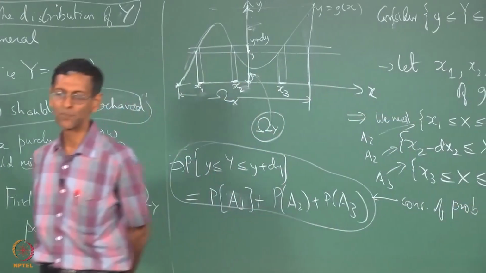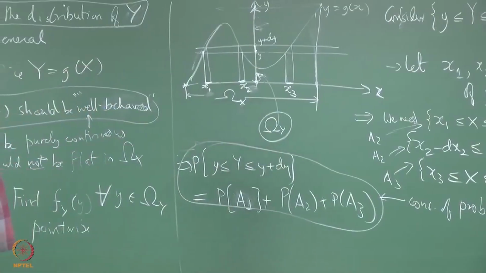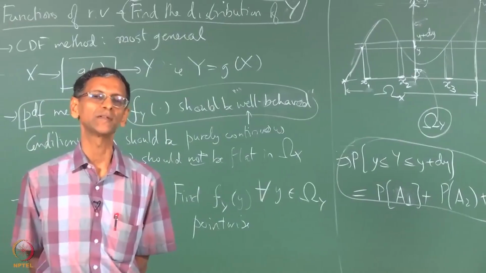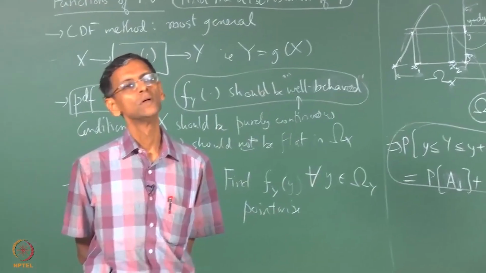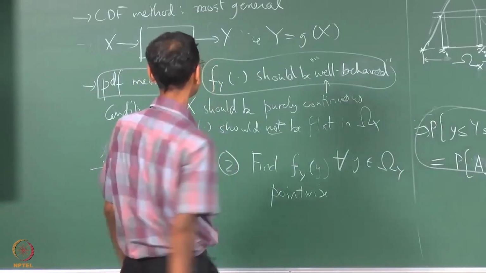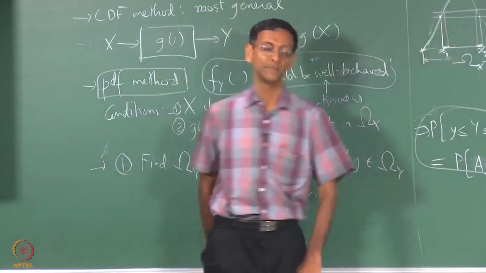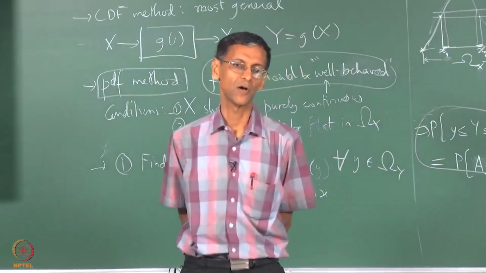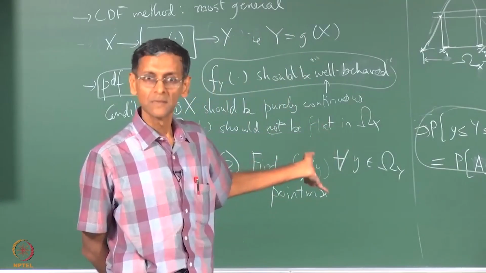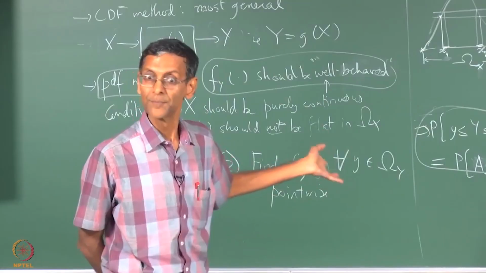If you do this properly for all the points y, you are guaranteed that the unit probability in x is going to be transferred to unit probability in y. So you should not leave out any of the output points or output intervals. All output intervals that can be mapped via G should be accounted for.